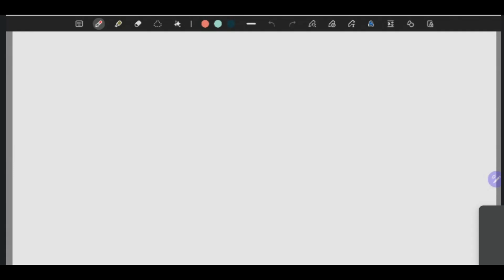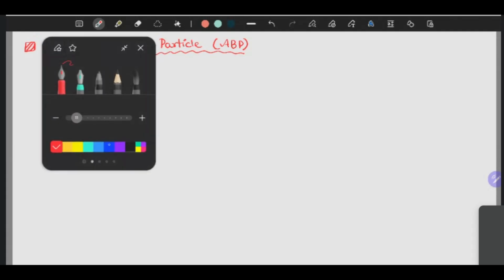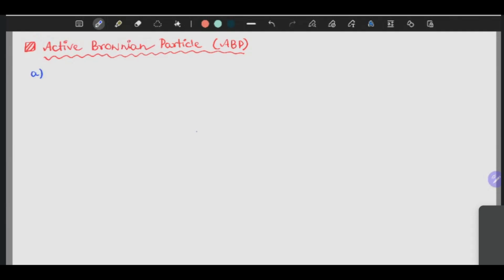Out of that there is a system called the active Brownian particle, which is also called ABP. This is a self-propelled system.